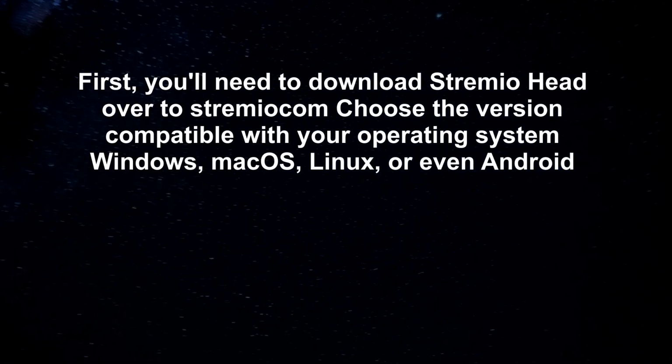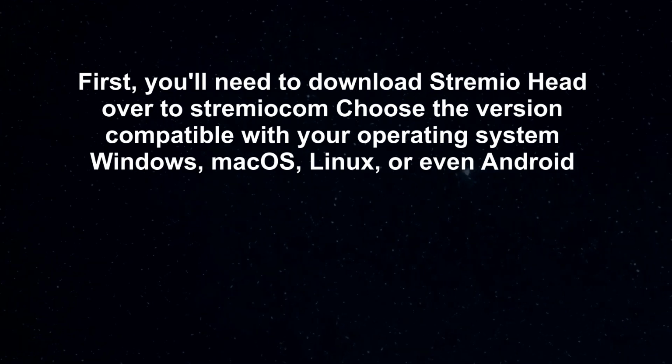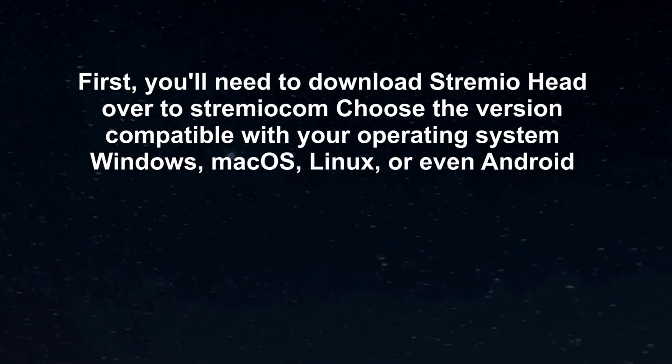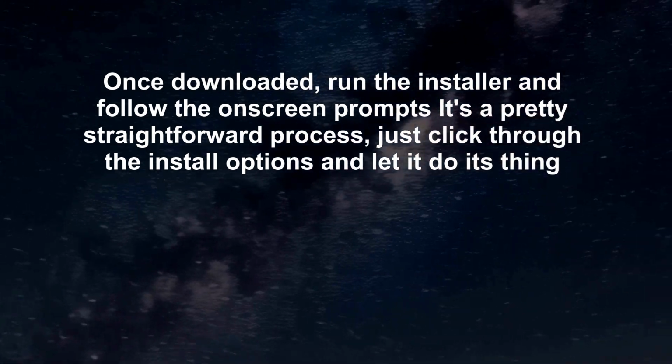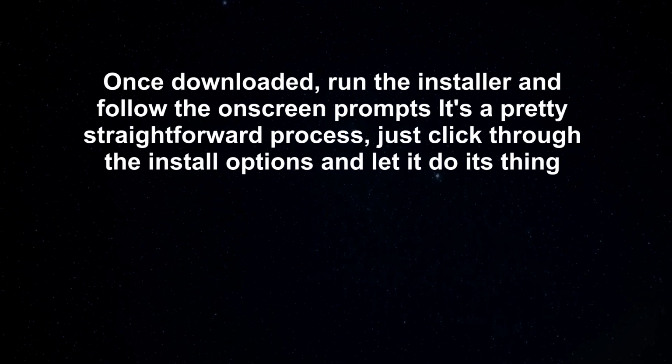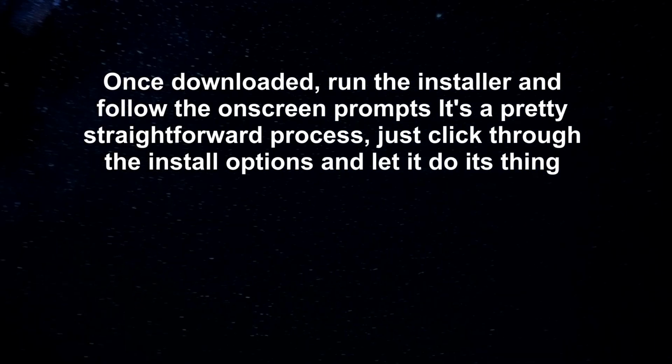Head over to Stremio.com, choose the version compatible with your operating system: Windows, macOS, Linux, or even Android. Once downloaded, run the installer and follow the on-screen prompts. It's a pretty straightforward process. Just click through the install options and let it do its thing.